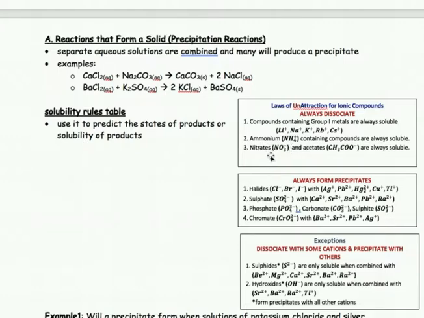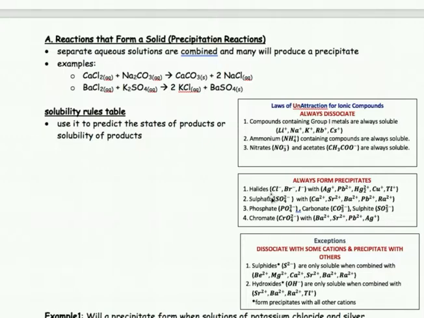A couple other ones here, nitrate. So if you have these polyatomics, nitrate or acetate, these will always be soluble as well. Okay, so if you ever see any of these features here in box 1, you know you can always just label it aqueous. So again, if you're wondering, that's what dissociates means. You're going to put it in water, and it'll stay apart. It's not going to solidify.